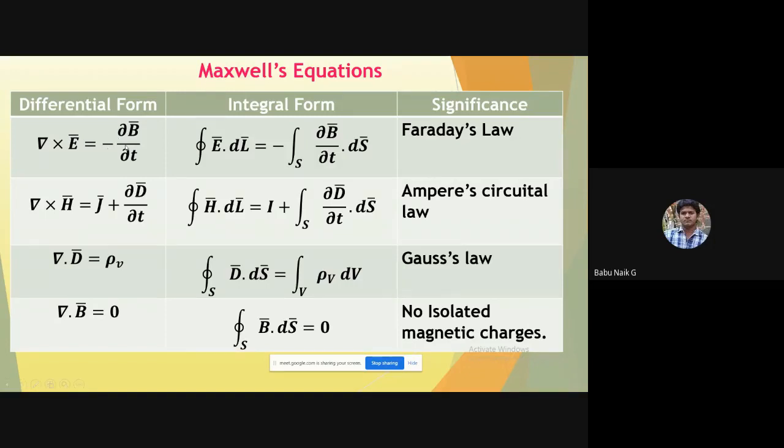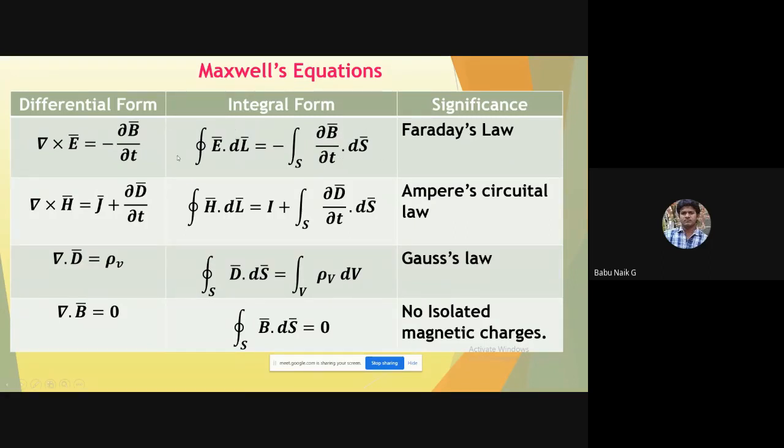From Faraday's law, del cross E bar is equal to minus dou B bar by dou t. This is Maxwell's first equation in time varying field conditions, and this form is the differential form. The same thing in integral form is the closed line integral of E bar dot dl equal to minus the surface integral of dou B bar by dou t dot ds. This is the transformer action from Faraday's law.